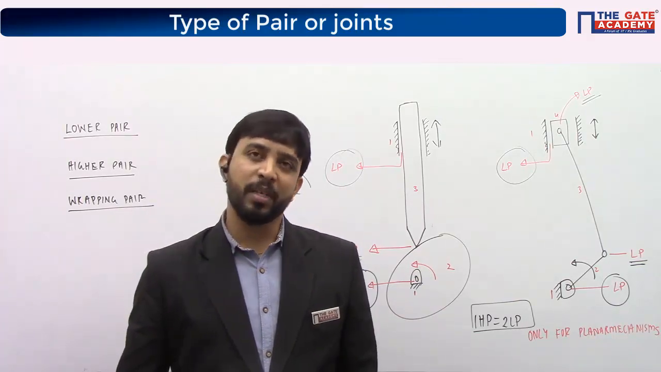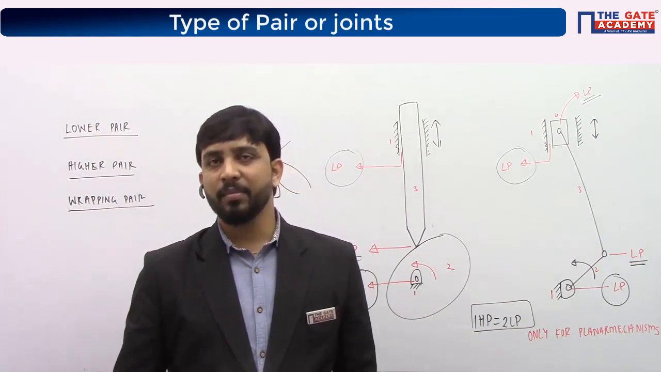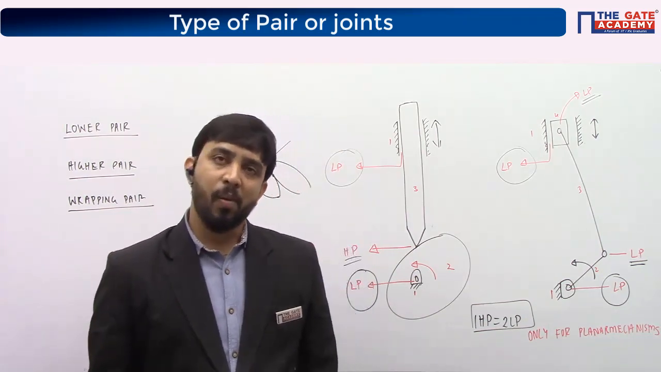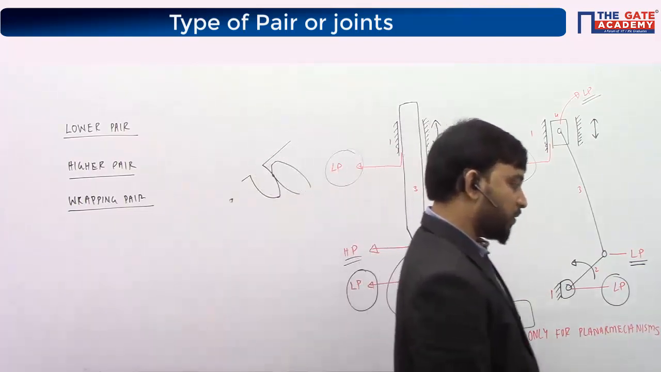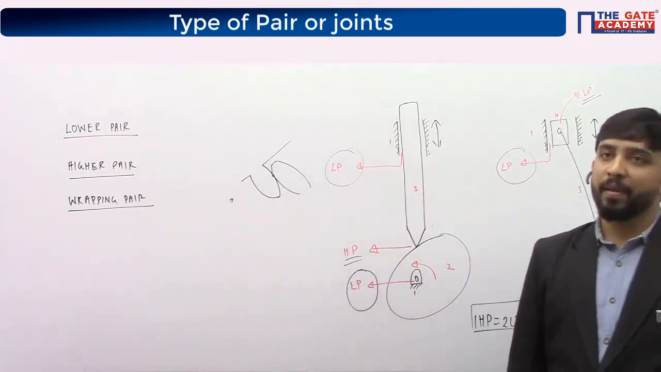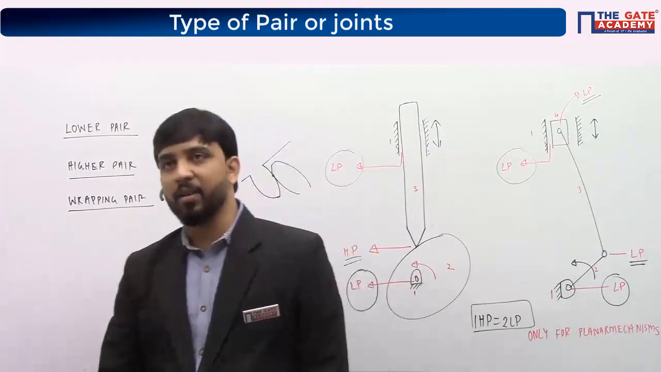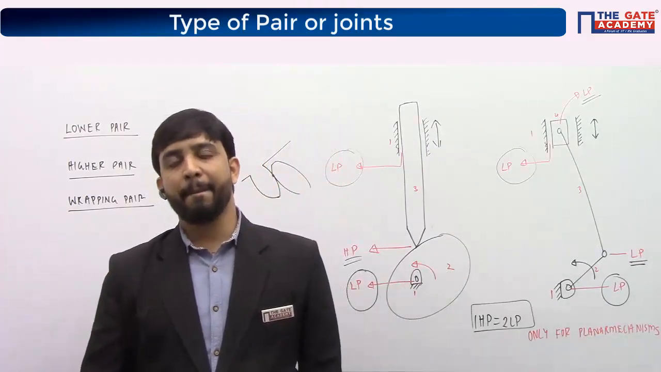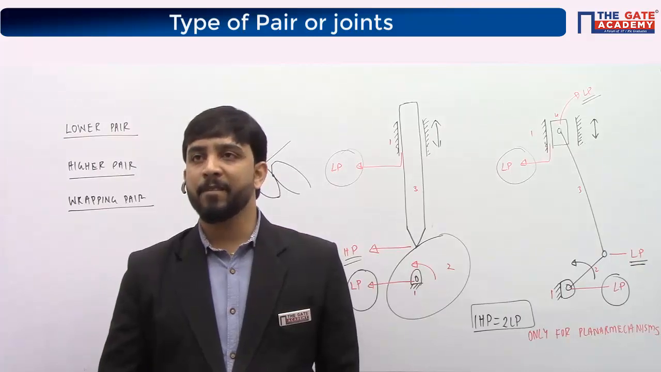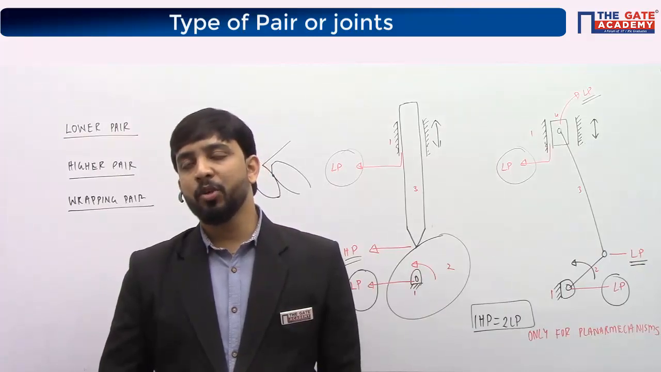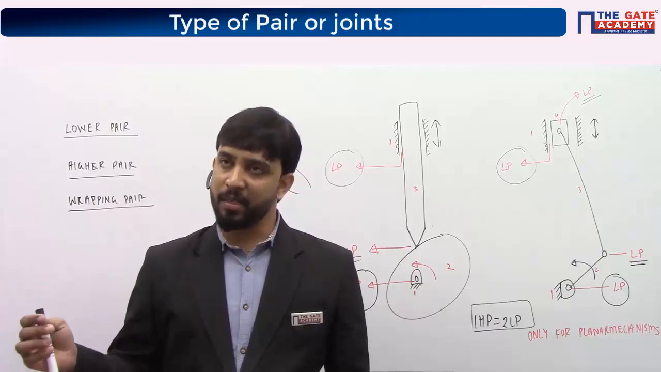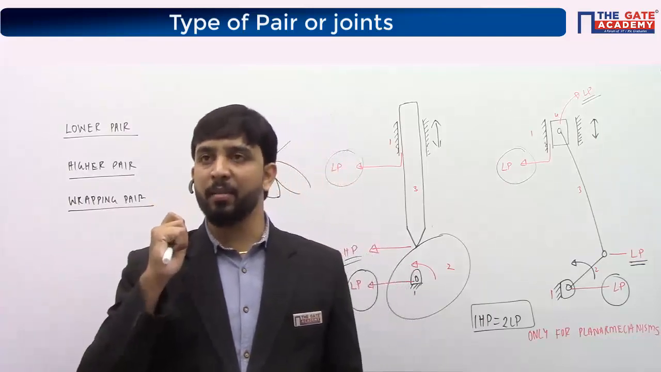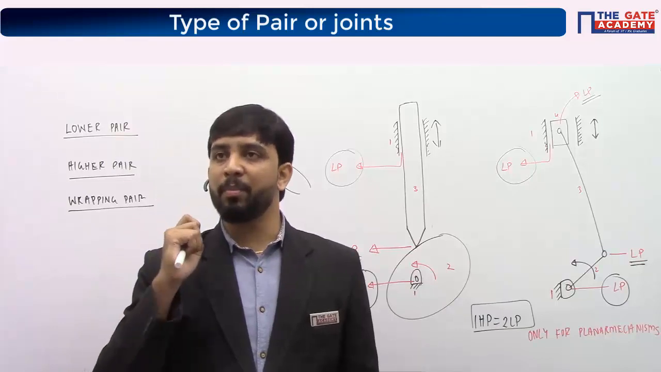Yeah, Gaurav, that can also be considered as a wrapping pair, but we consider that as a higher pair, okay? Depending upon what kind of bearing you are using, either a rolling contact bearing or a sliding contact bearing, we classify that as higher and lower pairs. You can have motion in different parallel planes. All the links should move in a single plane or multiple parallel planes. No link should move perpendicular to the plane.